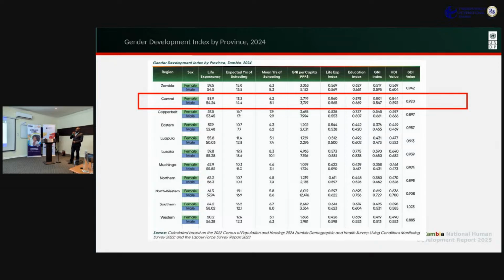By province, in terms of gender, we have Central life expectancy for female and male, 4.2, all the way to maybe Chinga, where we have female life expectancy. Let's see which one is nice. So interesting, life expectancy: 59, Chinga 62, Northern 62, Luapula 61, Southern 64.2, Western 50.2. Next slide.